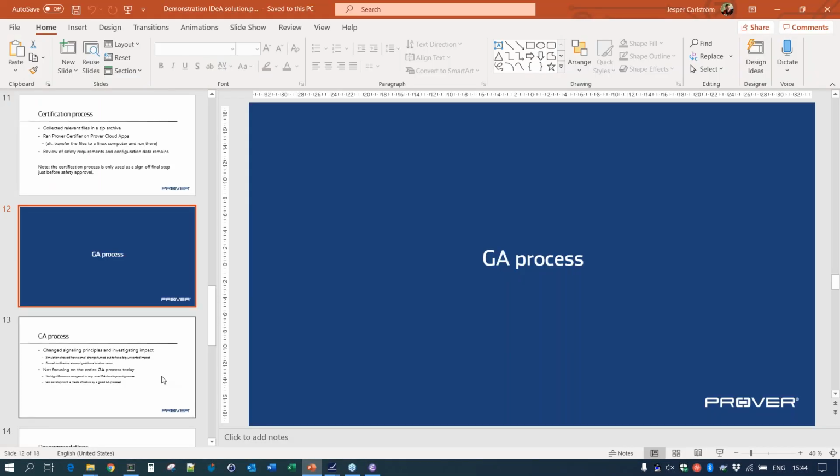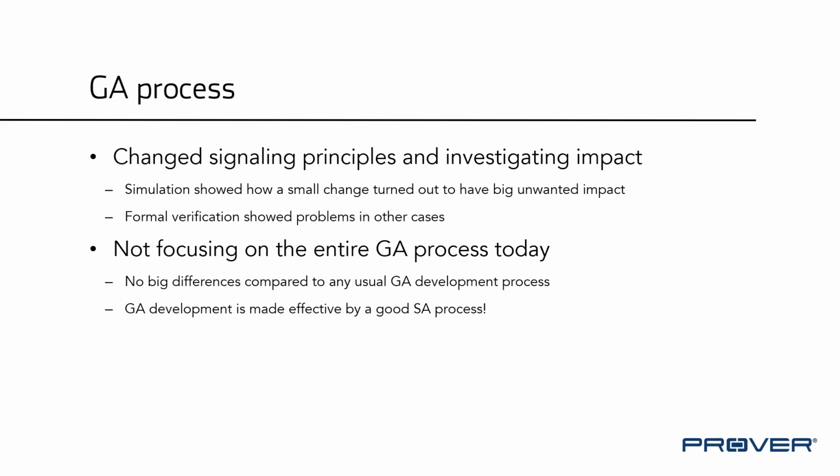Okay, actually that was very brief, but yet a walkthrough of also the generic application. So I changed some signaling principles and investigated the impact. With some simulation, we could show how a small change turned out to have big unwanted impact on how the interlocking functions. And formal verification showed problems in other cases. So notice that I gave you an example of one problem that can be found with simulation, but not formal verification, and another problem that can be found with formal verification, but not simulation. So they're not necessarily the same.